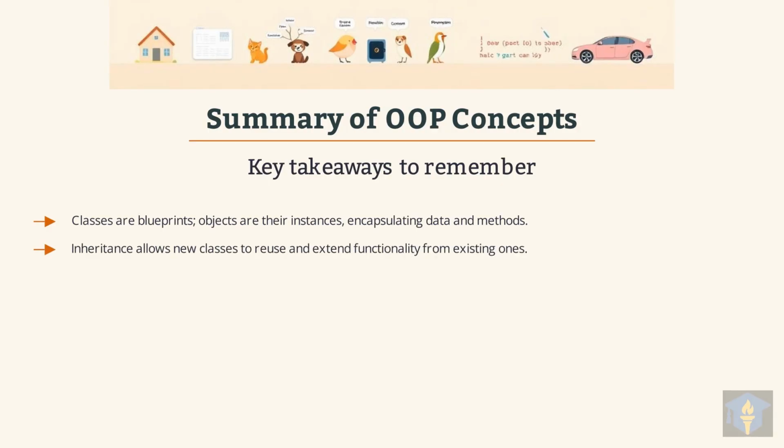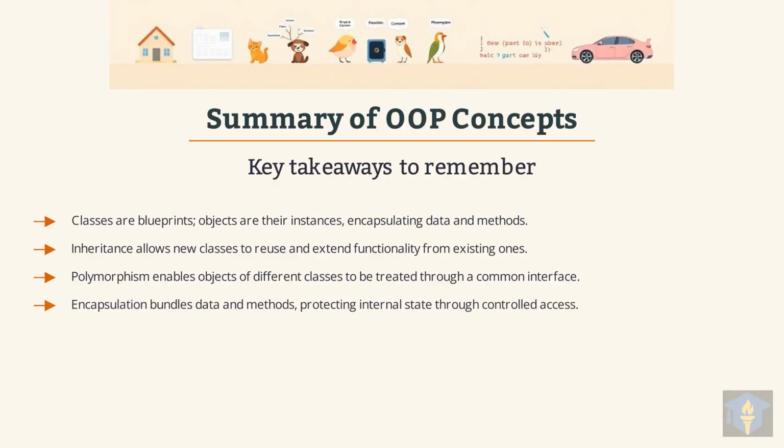Inheritance is crucial, enabling new classes to efficiently reuse and extend functionality from existing parent classes, promoting code reusability. Polymorphism allows objects from various classes to be treated uniformly via a common interface, enhancing flexibility and extensibility in your designs. Encapsulation bundles data with the methods that operate on it, protecting the internal state by providing controlled access to its components.